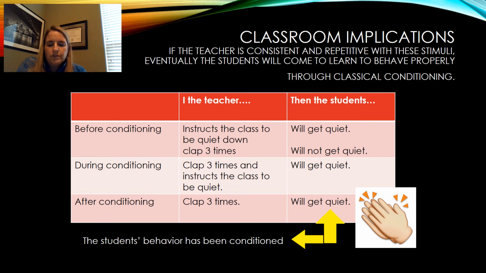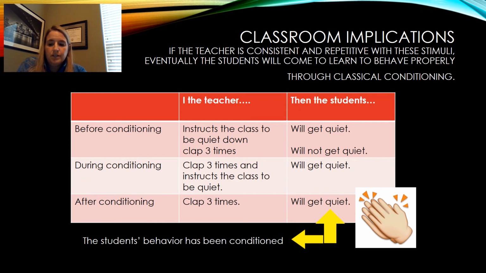Applying all this information to a classroom implication, if the teacher is constant and repetitive with the stimuli, eventually the students will come to learn to behave properly through classical conditioning. Before classical conditioning, the teacher instructs the class to quiet down. Will the students quiet down? Clapping 3 times, they will not get quiet.